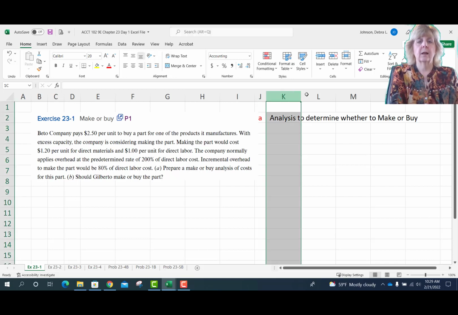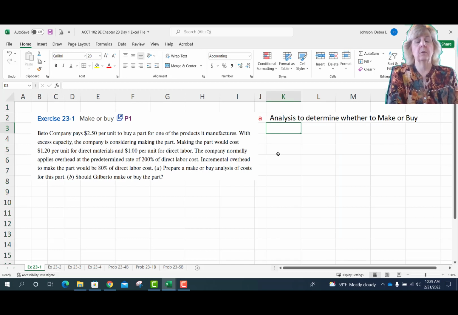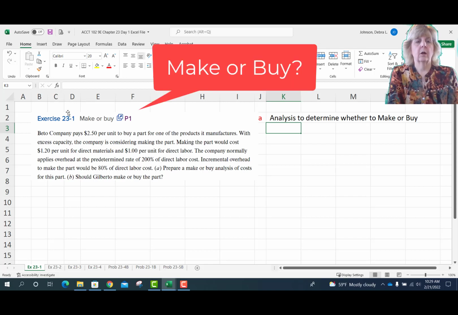And if you can do that, I don't think you'll have any problems making the right decisions or coming to the right conclusions. So we notice that this is a make or buy, a very common business decision made in manufacturers. Beto Company pays $2.50 per unit to buy a part for one of the products it manufactures. So right off the bat, they gave us some relevant data. Right now, they go outside and they pay $2.50 per unit. So one choice would be to continue buying the part from that distributor.